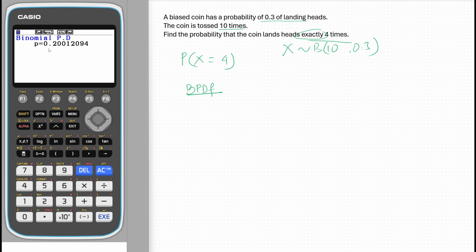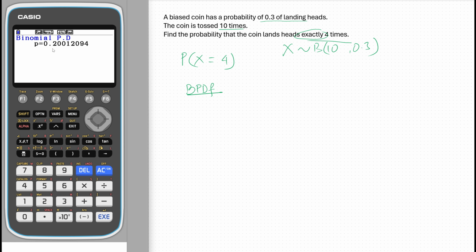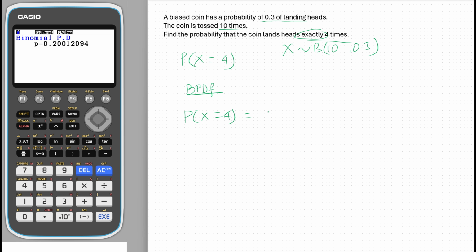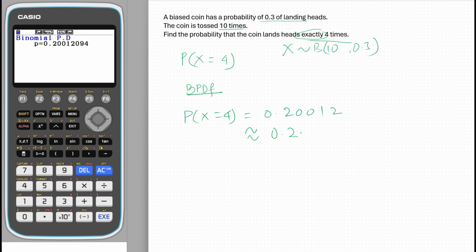So the answer is 0.2001. So the probability of getting exactly 4 successes is 0.2001, and up to 3 significant figures I can write 0.200. That's my answer.